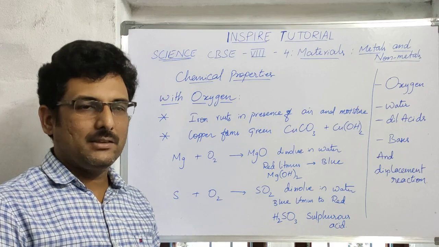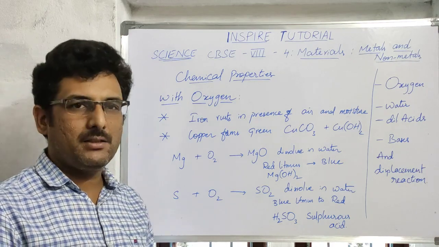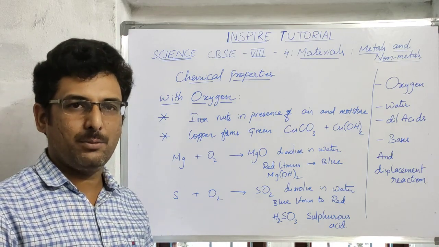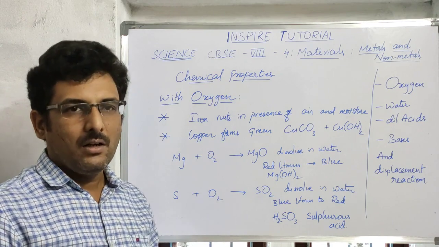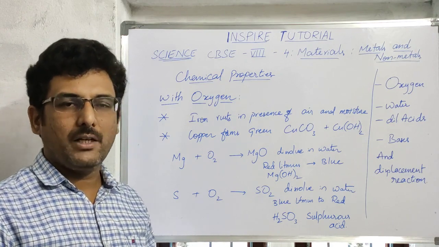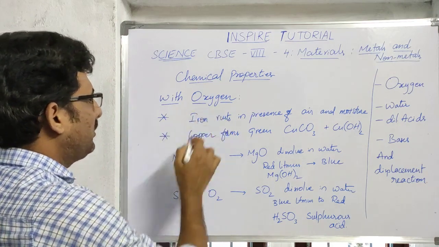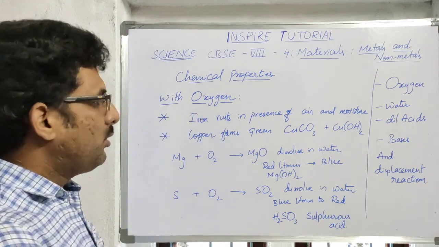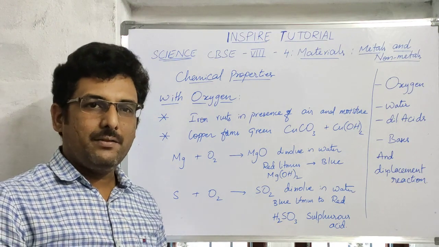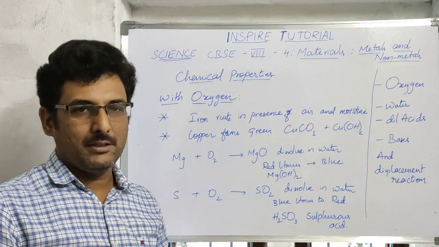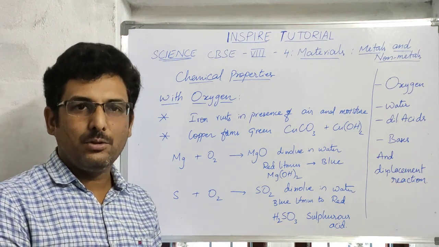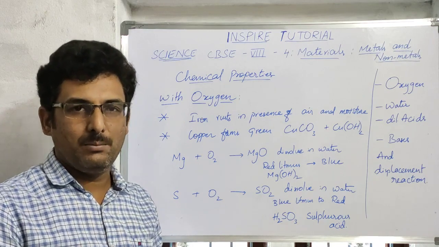We already discussed how to distinguish metals and non-metals based on their physical properties. Now we are going to see how we distinguish based on their chemical properties. So first one is reaction with oxygen. Both metals and non-metals can react with oxygen to give their oxides. But how can we distinguish those metals and non-metals?